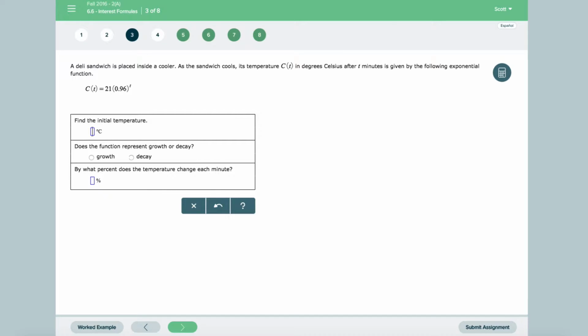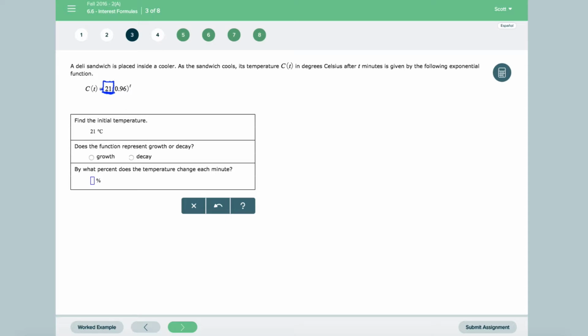Number 3. A deli sandwich is placed inside a cooler. As the sandwich cools, its temperature in degrees Celsius after 10 minutes, we can follow this formula right here. And we see it's an exponential geometric equation or formula. Find the initial temperature. This number right here, the very first number before the parentheses, that's always my initial temperature, or my initial value. That's my starting point. So the initial temperature is 21 degrees.